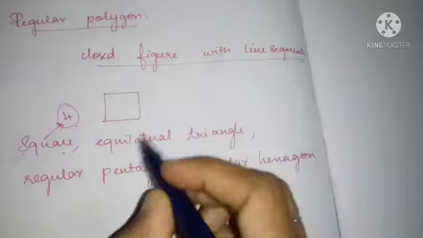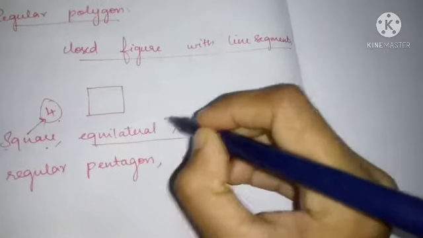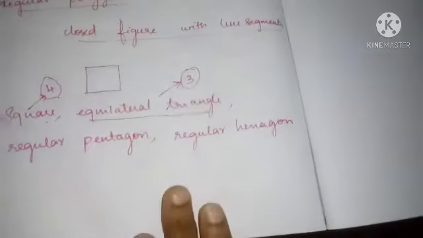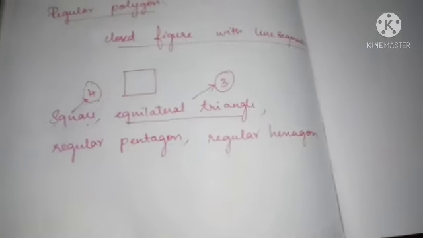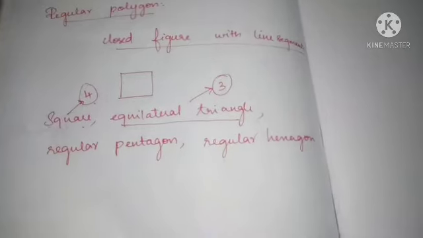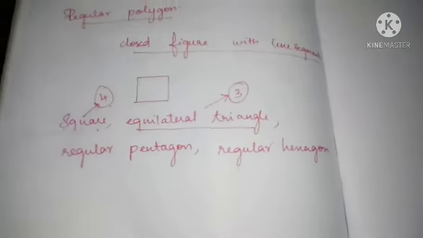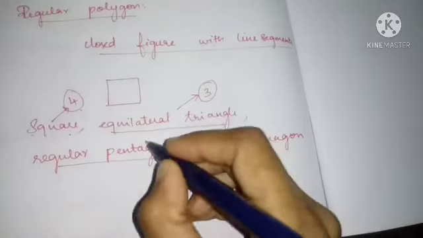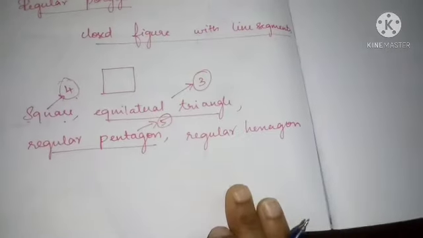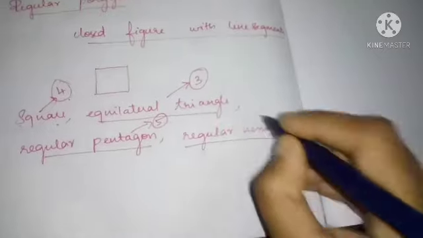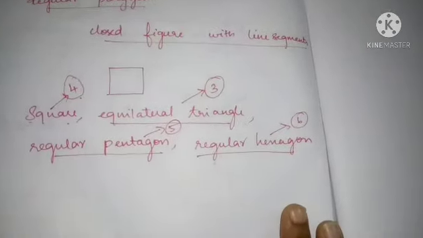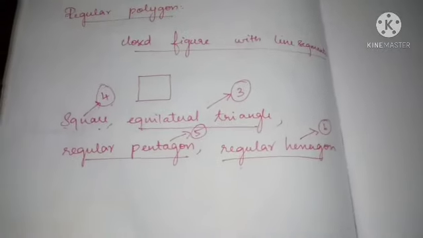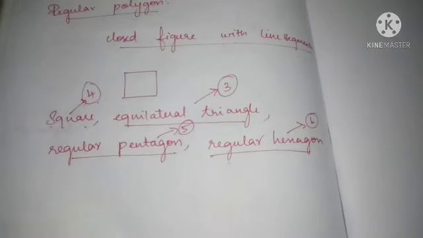Equilateral triangle has how many sides? 3 sides, and its lines of symmetry are also 3. Okay, for a regular polygon, however many sides there are, that many lines of symmetry will be there. Okay, so regular pentagon will have how many lines of symmetry? 5 lines of symmetry. Regular hexagon will have how many lines of symmetry? 6 lines of symmetry. So for regular polygons alone, there are exceptional cases. Okay.